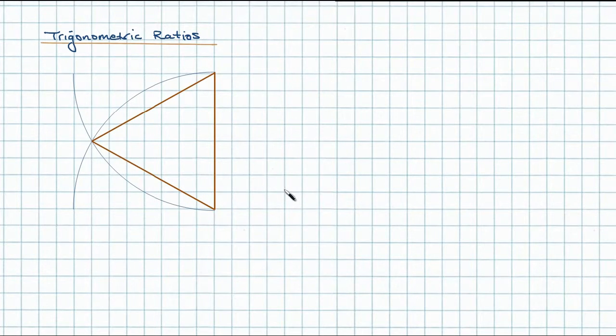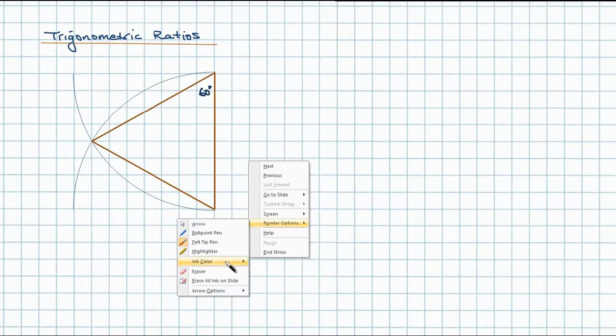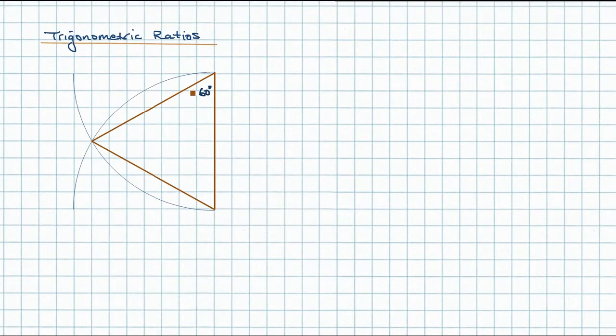Okay, so in an equilateral triangle, in any triangle, the angles must sum to 180 degrees. So if there are three angles, then each angle must be 60 degrees. So this angle here, for example, let's label 60 degrees. So that's one of my angles done.